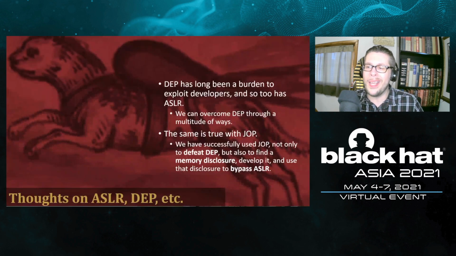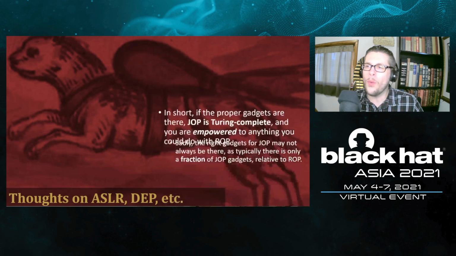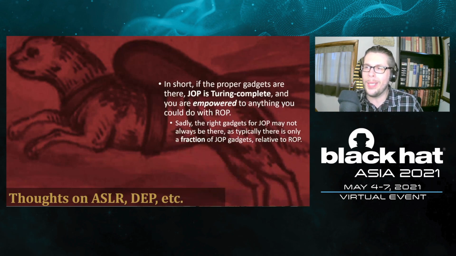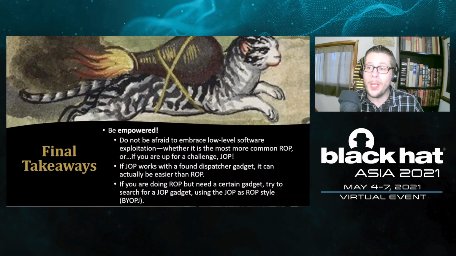ASLR and DEP are strong mitigations, but we can overcome them with JOP just the same as we can with ROP. The only challenge is that with JOP, the gadgets are a lot less plentiful, so that could be a possible consideration if there are not enough gadgets. Some final takeaways. If you can find a dispatcher gadget, don't be afraid to try JOP. It may actually even be easier. And if you are doing exclusively ROP, but you need a specific gadget, you can briefly transition to JOP and expand your attack surface.